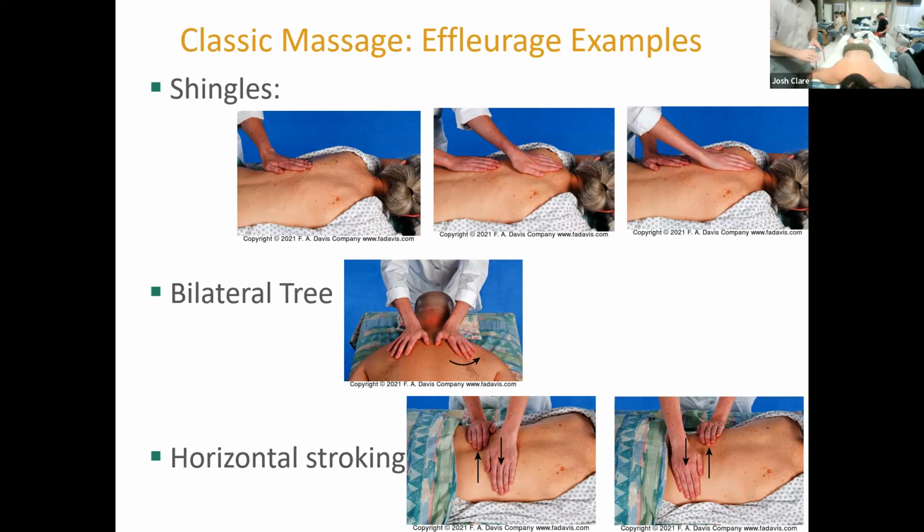All right, a bilateral tree. Starting our hands up this way, hands are coming out and then they spread apart. Is that always going down? No, I don't think so. I can do a bilateral tree anyway, it just has to make sense for what you want. So there's our bilateral tree. Horizontal stroking is pretty easy. We're going from here to here. Do we know when we want to go with the muscle fiber and against it? That's your decision making.